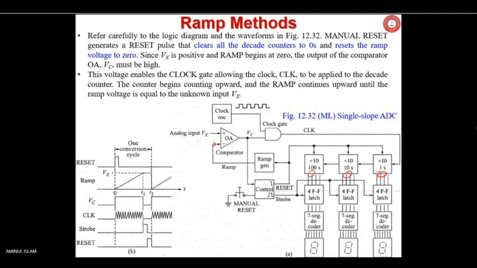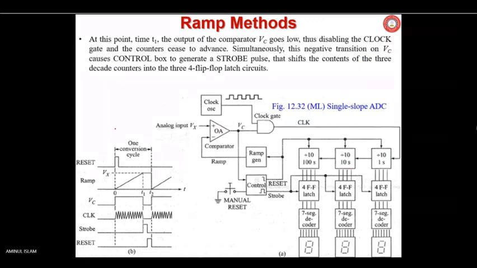Since Vx is positive, this is assumed to be positive. So here it will be a positive output. Vc will be positive. This voltage enables the clock gate, allowing the clock CLK, which is connected here, and the counter will start counting. At this point, time T1, you see it is rising up to this T1.